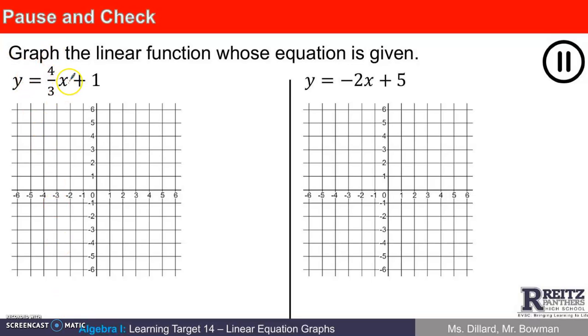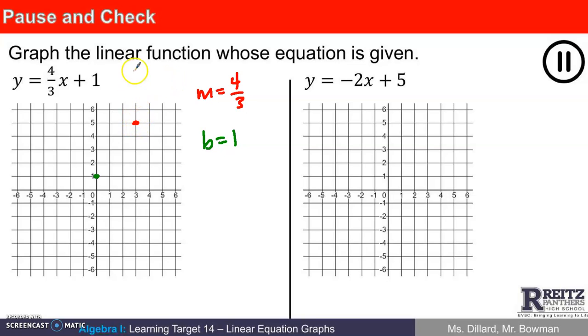To graph y equals 4/3 x plus 1, I'm looking for a slope of 4/3, rise over run. And the y-intercept, the place where this line will cross the y-axis, is positive 1. So, on the y-axis at 1, I need a point. From that point, I need to think about rise over run. I need to go up 4, 1, 2, 3, 4, and right 3 to right here. Up 4, right 3, and 3, 5 should be on the graph as well.